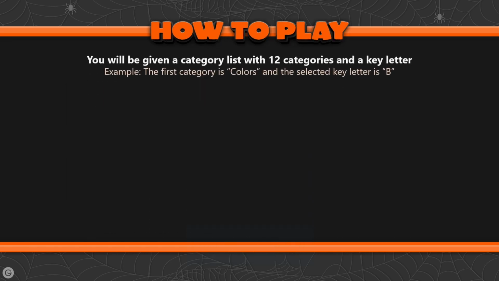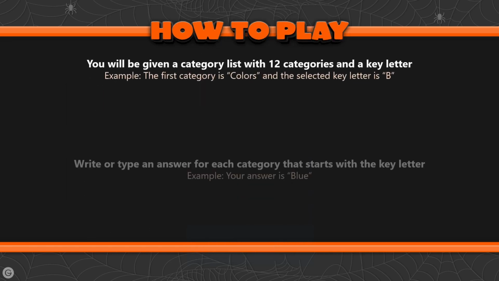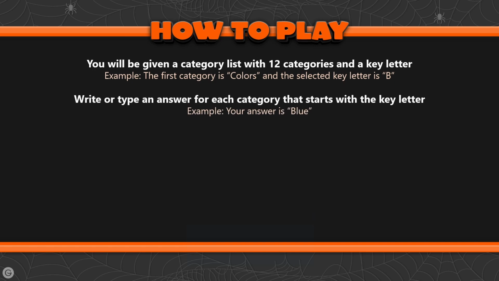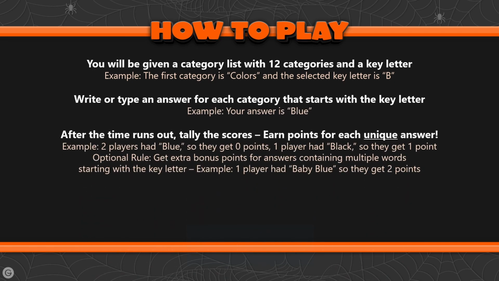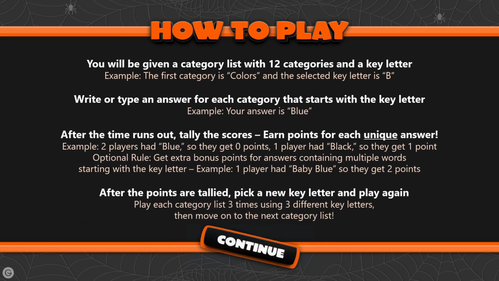Players will be given a list of 12 different categories along with a key letter. They will try to come up with an answer for each category that starts with the key letter. So for example, if the first category is colors and the randomly selected letter is B, they might write down blue. Try to write answers for as many of the 12 categories as possible before the time runs out.